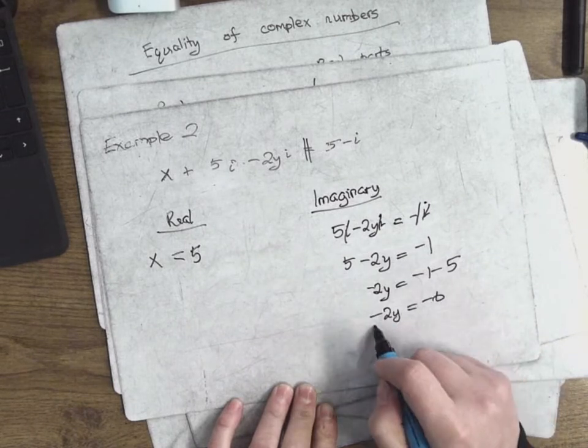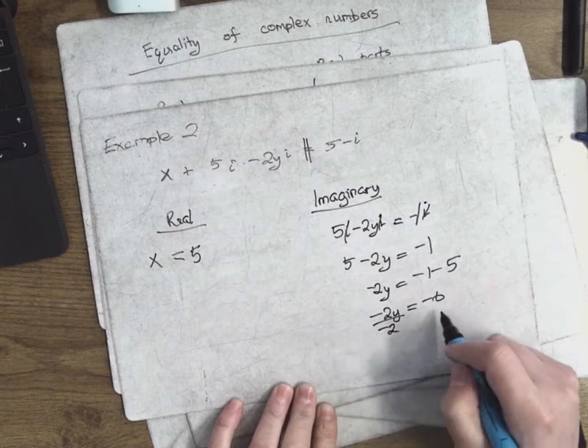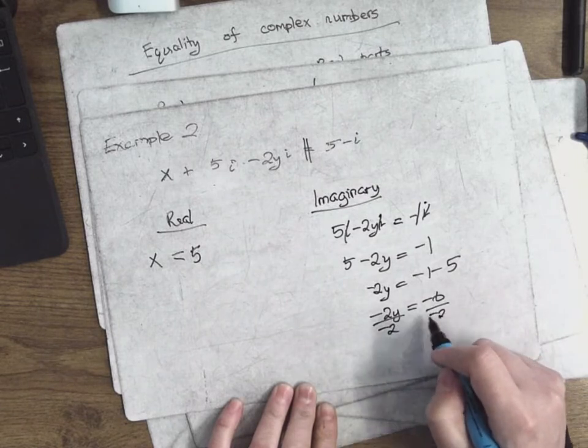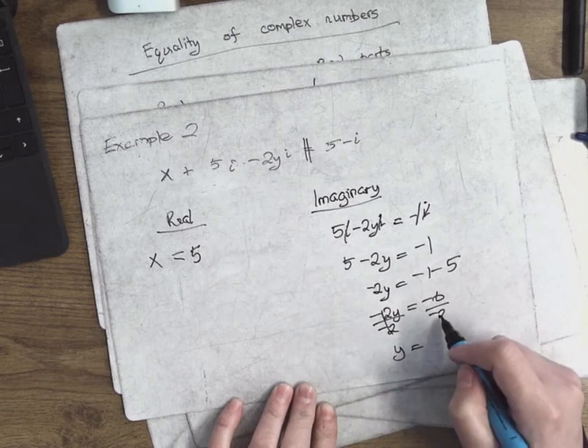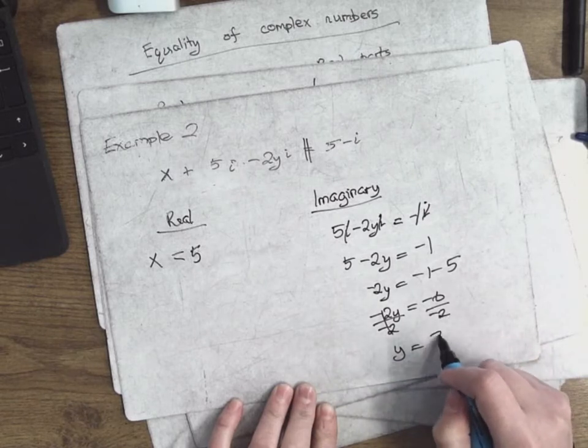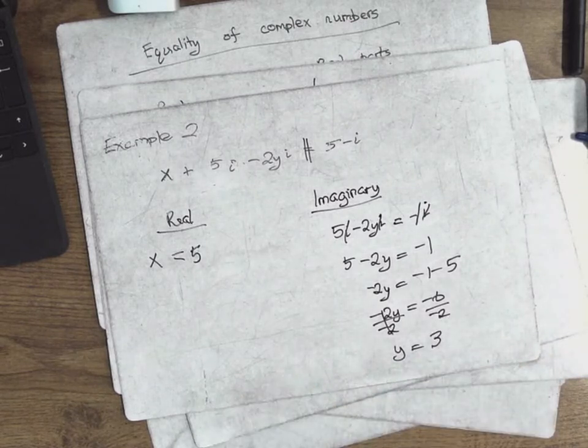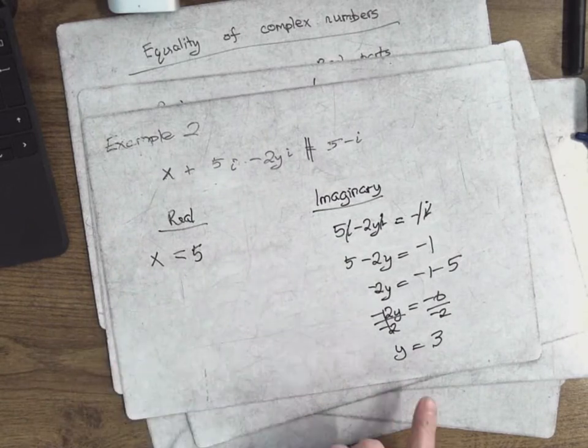There's a minus 2 stuck to the y, so divide each side by minus 2. And you'll end up with y is equal to minus 6 divided by minus 2, which is a plus 3. Now you're done. You're finished. x is 5, y is 3. Are we okay?